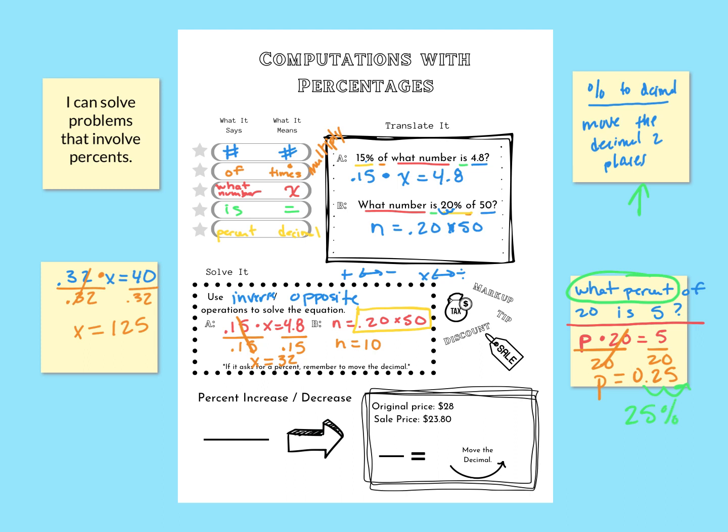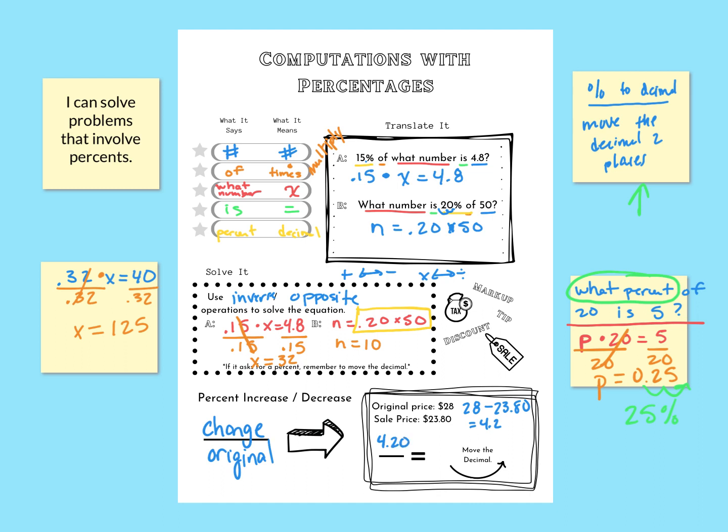All right, and then the last type of problem is this percent increase, decrease. To find that, we're going to find the change. How much did the price change by? And then divide that by the original price, or the original amount. So here our original price is $28. Our sales price, it now costs $23.80. So I have to find the change. How much did that price change by? So I would want to put in my calculator $28 minus $23.80. And I would find that change is 4.2. So that goes on top. It changed by $4.20.